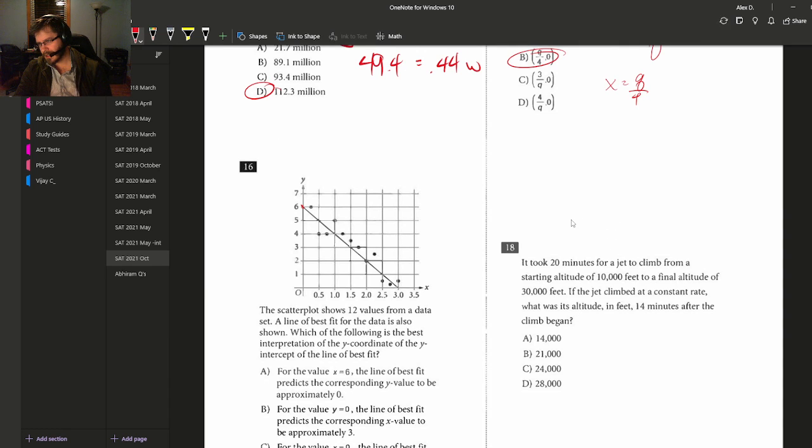So we have a rate. 20,000 feet is the difference between 10,000 and 30,000. And it took 20 minutes for that to occur, so the rate of growth is, divided by 20, 1,000 feet for every 1 minute. Up to 14 minutes, so 14,000 feet. Oh wait, no. After the climb began, it was 14,000 feet higher than where it was. So 10, that's that one.